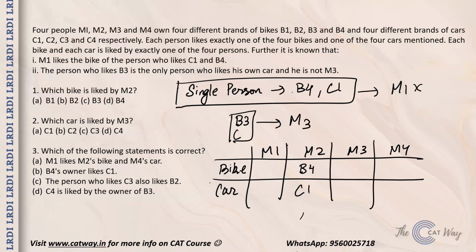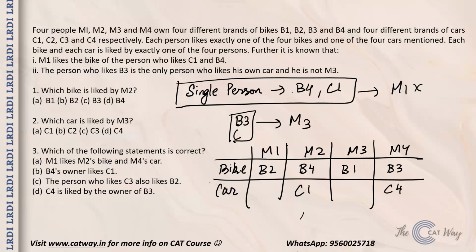And in that case, now you see M1 is liking B2. Now B3 is to be liked by one person and that person cannot be M3. So the only person who can like B3 is M4. And in that case, that person will also like his very own car. That is M4 will like C4. That means B1 will go over here, right?